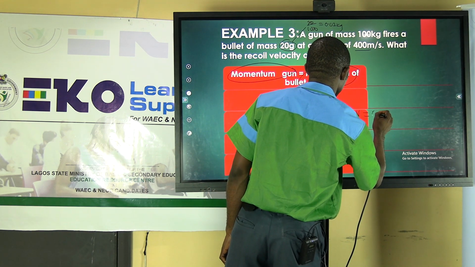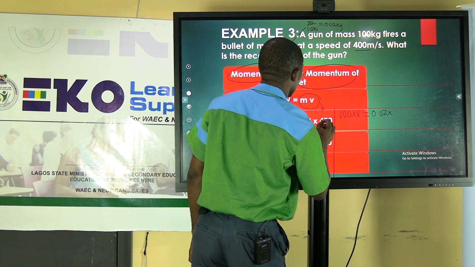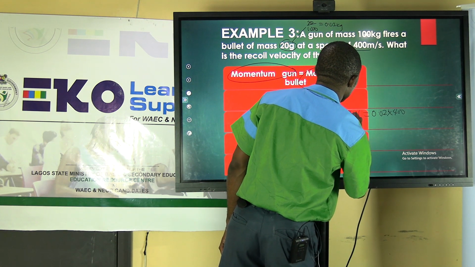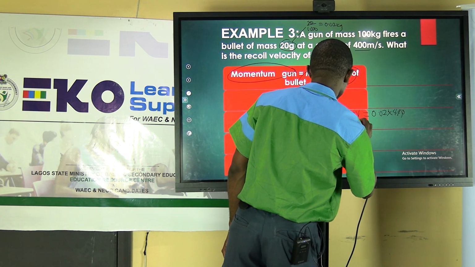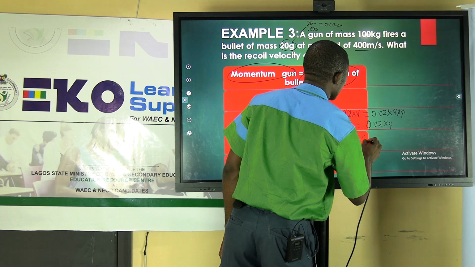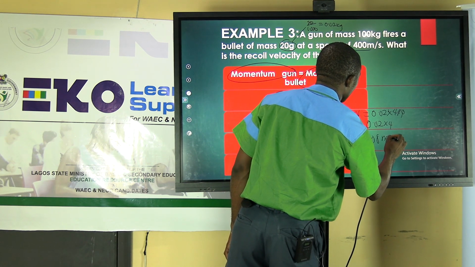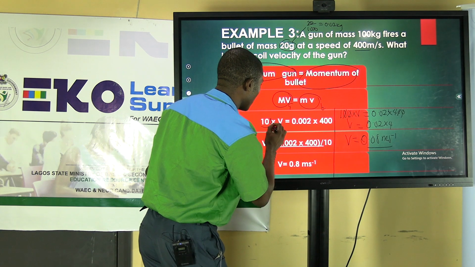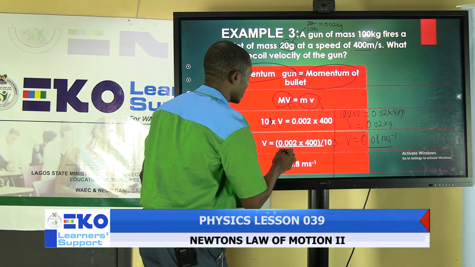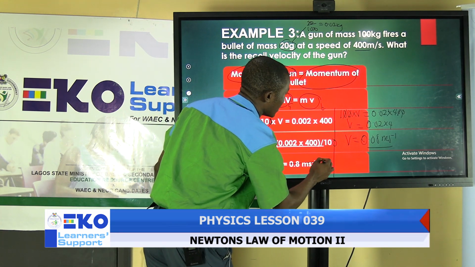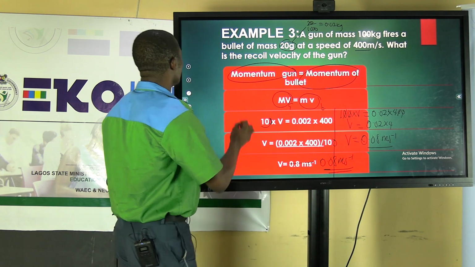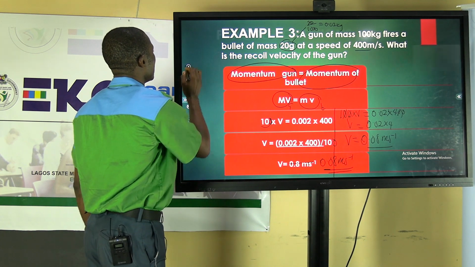So this is going to be 0.02 times V, that is 400. So in that case, these two zeros go for these two zeros. So V will be equal to 0.02 times 4. So the velocity gives 0.08 meters per second. So I think the error is from here. It's supposed to be divided by 100. So that is it. So this is going to give 0.08 meters per second. Thank you. That is what you have for this.